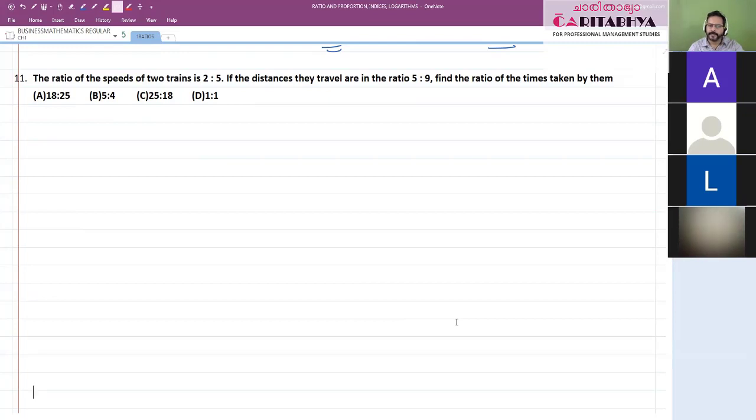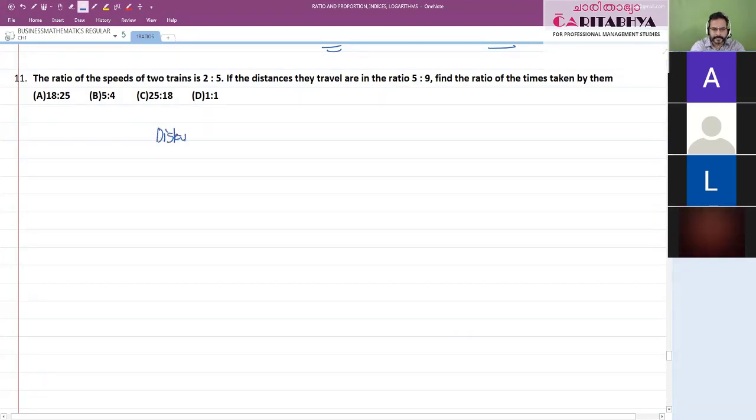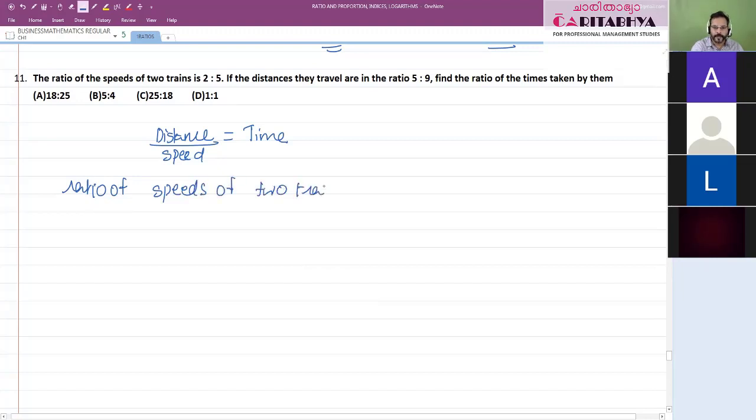So, in other words, speed, distance, time. Formula: total distance covered by train divided by speed of train gives time. So, distance divided by speed equal to time. Now, the ratio of speeds of two trains is 2 is to 5. That means train 1 has speed 2x, train 2 has speed 5x.